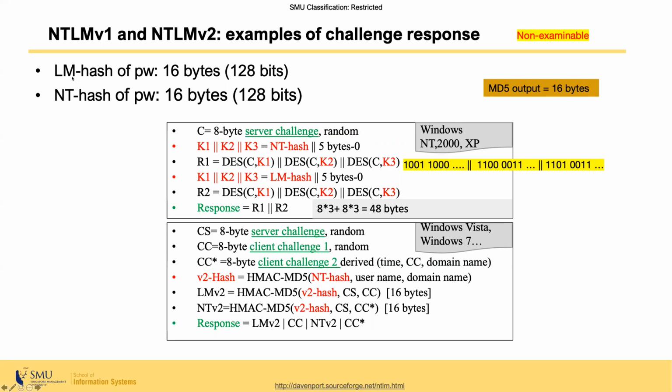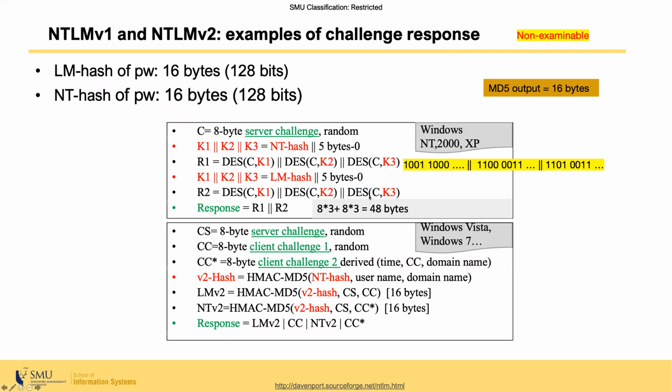In the next step, the system will take this LM hash value, which also has 16 bytes, and concatenate it with 5 bytes of 0. Again, it will have 21 bytes, split into 3, and each 7 bytes will become a key to be used in the DES. So the same process is applied. Take the key K1, use it to encrypt the challenge C in DES, and take another key K2, use it to encrypt the challenge C, and also take the last key K3, use it to encrypt the challenge C, and each encryption will result in 8 bytes. And since you do it 3 times, you will end up with 24 bytes.